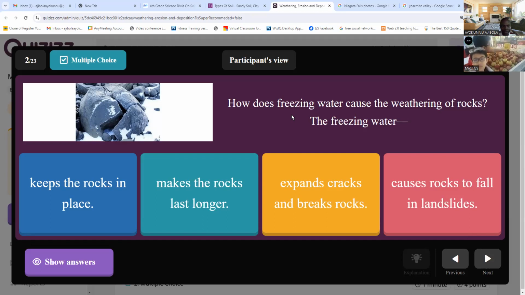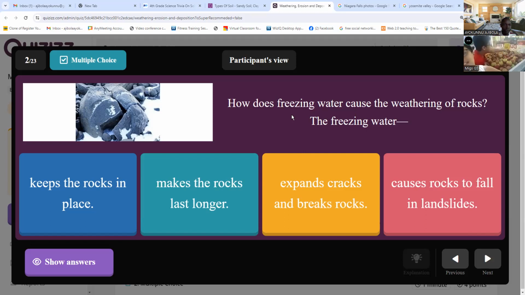The freezing water keeps the... Wait, soil. Teacher Ajibola, is that the igloo? No, it's not an igloo. This is rock. It looks like an igloo. Yes, it looks like one, but this is a dark colored rock. There is snow around it, maybe water that has been frozen. That's why we talk about the freezing water.